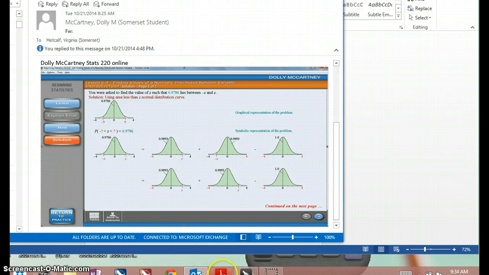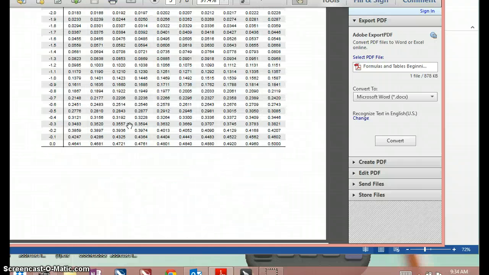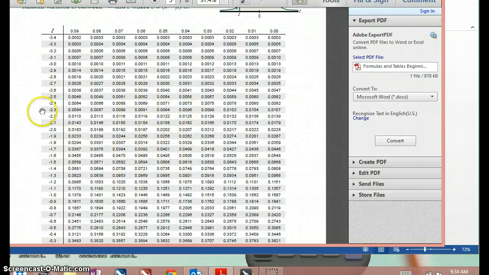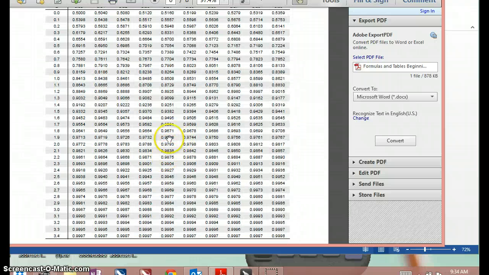So let's go to our table, and we want to find 9893. So we don't want this one. These are all too small. We don't want a negative z. We're going to be looking for a positive z. So just start going down. 9838, 9878, not big enough. That one's too big. 9893, none of these work. 9890, that's pretty close. 9893 right there.